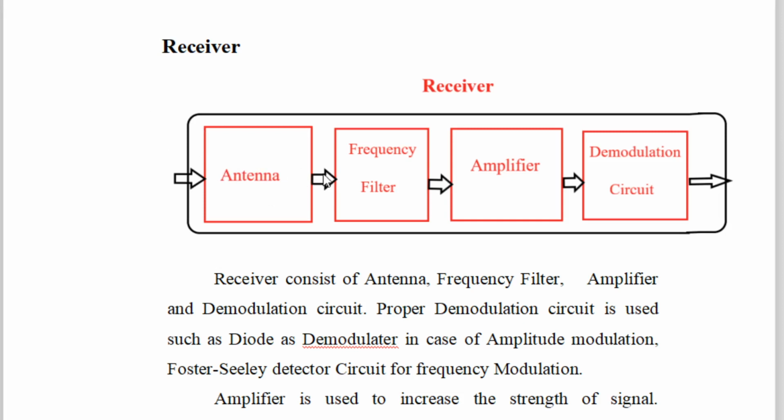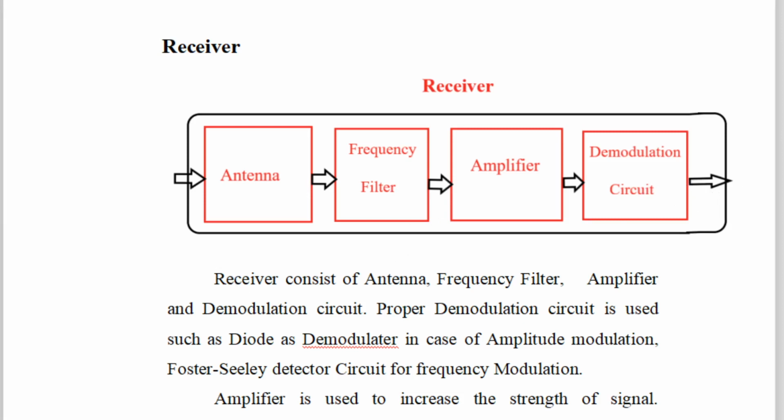is given to the frequency filter, because unwanted frequencies are to be removed. So only the information signal frequency we are interested in. So a frequency filter is there, then an amplifier is used, and then a proper demodulation circuit is used. And after the proper demodulation circuit, we will get our original information back over here.